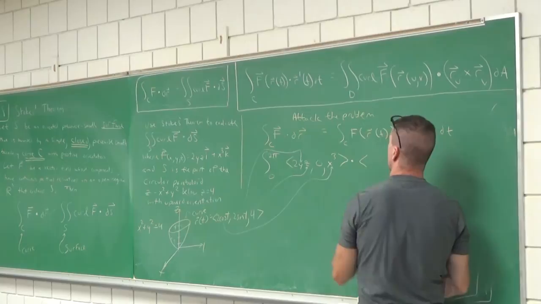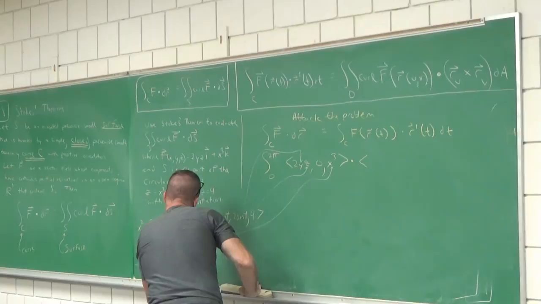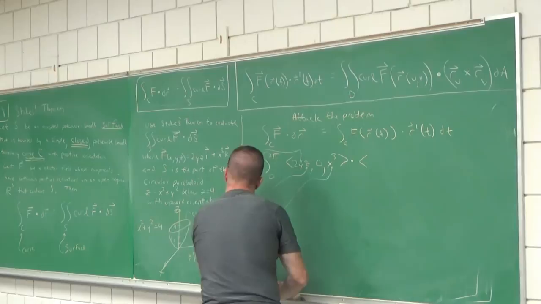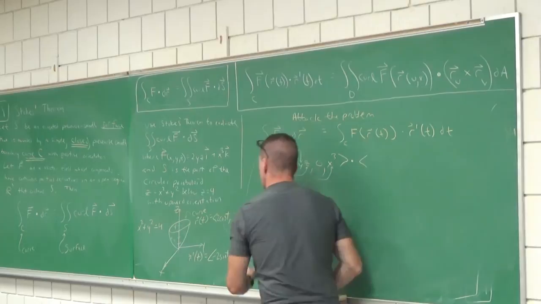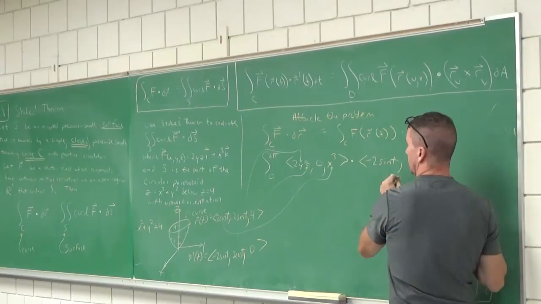r prime of t. So what is r prime? What's r prime of t? The tangential vector, or we can just say tangent vector. What is it? Negative 2 sine t? Mm-hmm. 2 cos t. And what's the derivative of 4? 0. All right, I'll put that here. So just be careful when you do a line integral. This is always r prime of t.